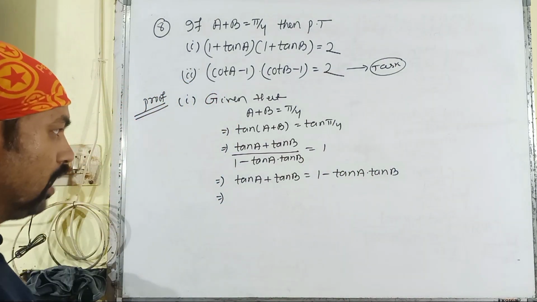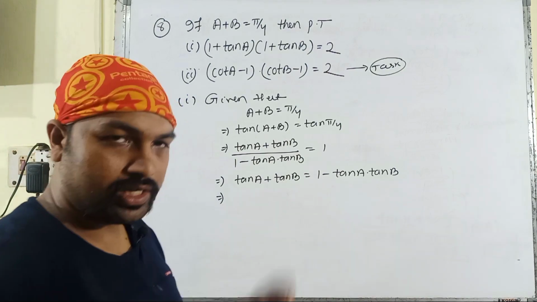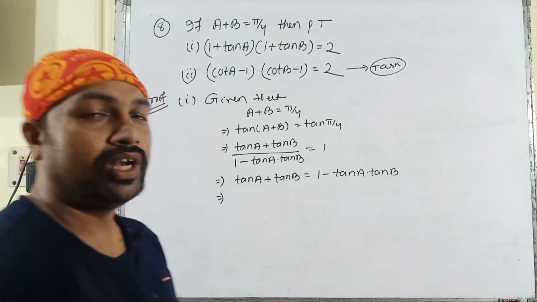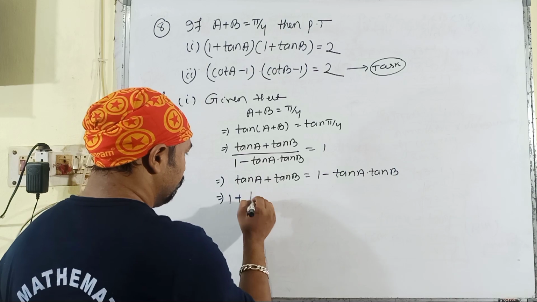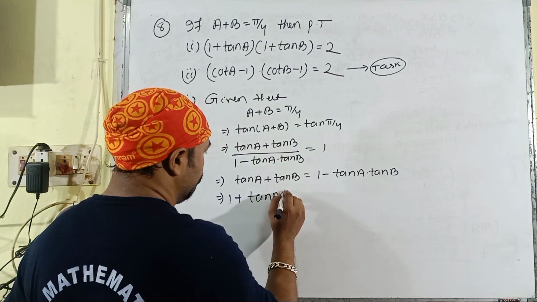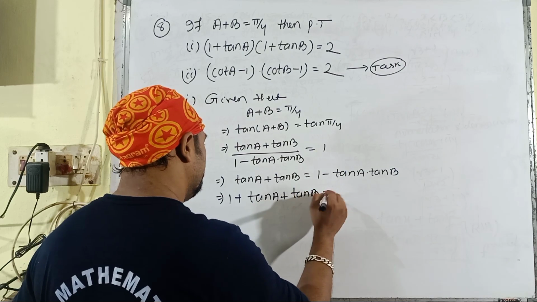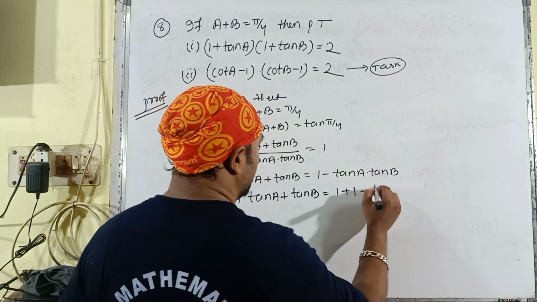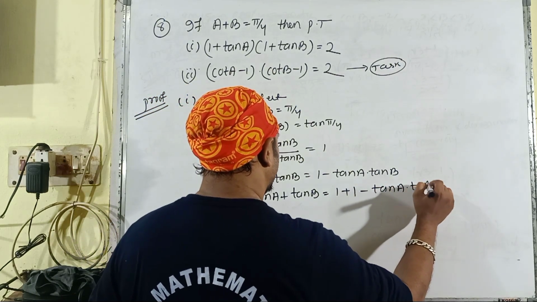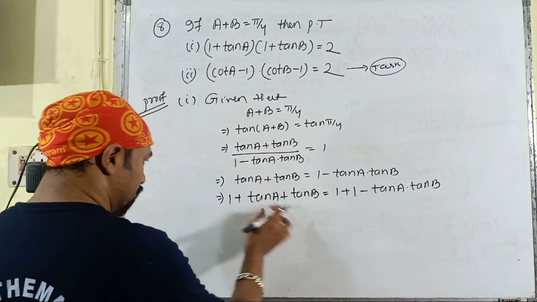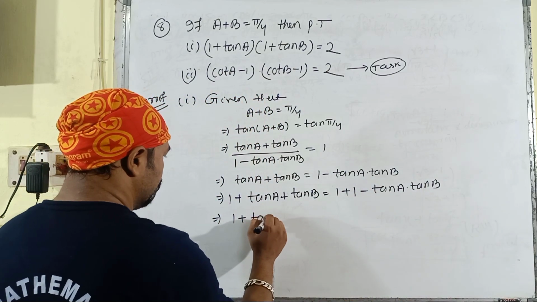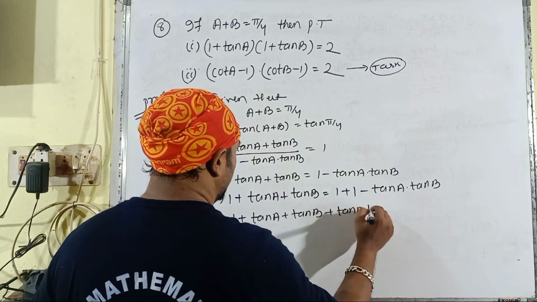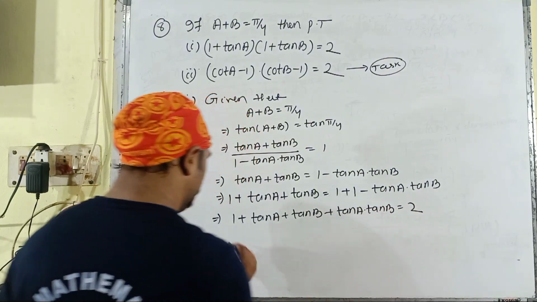Then adding 1 to both the left hand side and right hand side, and again shifting this minus tan a into tan b towards the left hand side, we are getting 1 plus tan a plus tan b is equal to 1 plus 1 minus tan a into tan b. And then shifting this term towards the left hand side, it is 1 plus tan a plus tan b plus tan a into tan b is equal to 2.